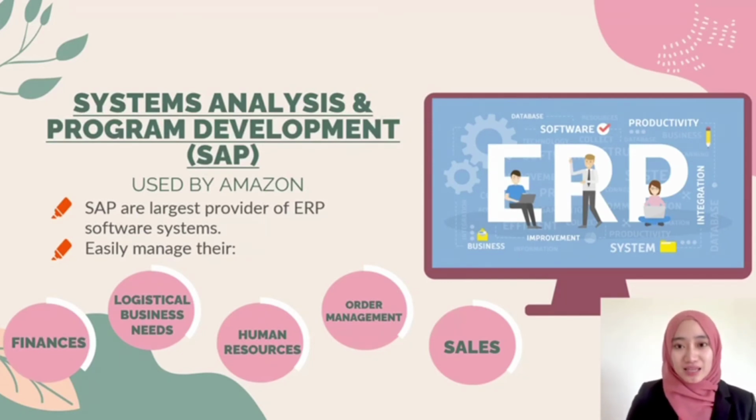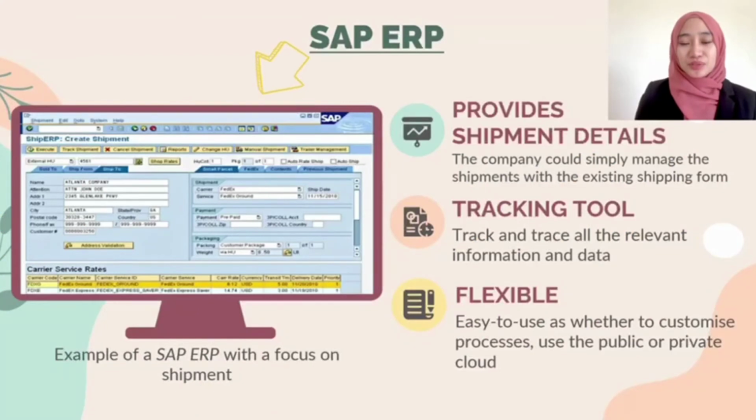System Analysis and Program Development (SAP) is one of the ERP software used by Amazon. SAP business customers can manage their finances, logistical business needs, human resources, order management, sales, and more through just one database. So here's an example of a SAP ERP with a focus on shipment. It provides shipping details where any shipments that need to be made require a complex process involving third-party logistics that can be well managed.